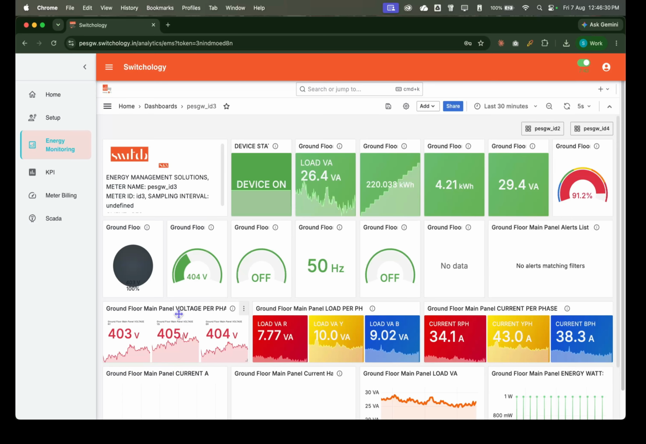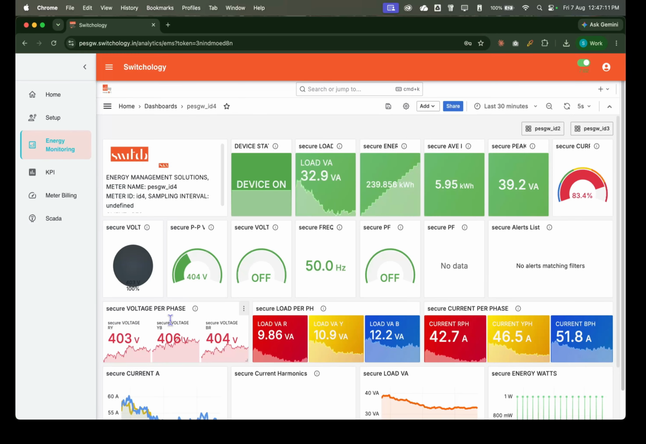We have ground floor meter reading. The device is currently on. This is the total load for the ground floor. It is 26 kVA. And then you have the total energy that is consumed. The ground floor energy on an hourly basis is about 4 units per hour. And the ground floor load. The load is also right now at its peak. It is reaching around 92%. It is mid-afternoon at 12:45 right now. And these are each individual voltage, the total load, and the current in ground floor. The current in ground floor is reading at 34 to 44 amps.